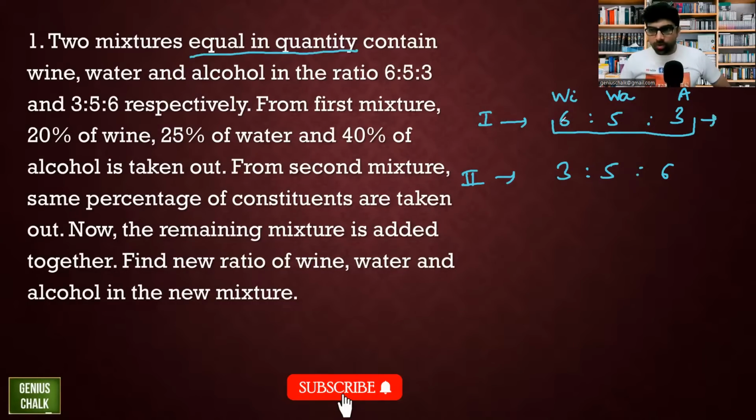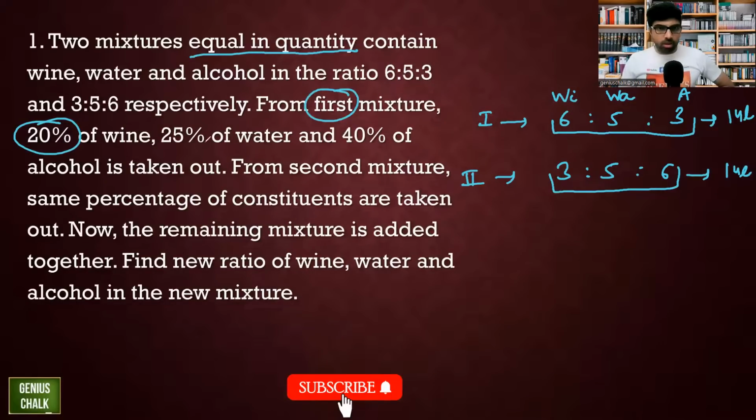Okay. So what is the quantity? 6 plus 5, 11 plus 3, 14. So 14 liters total. And what is the quantity this side? It is also 14 liters. That means equal quantity we have verified. Afterwards, from the first mixture, 20% of wine is taken out. That means from the first one, we have to find out 20%.